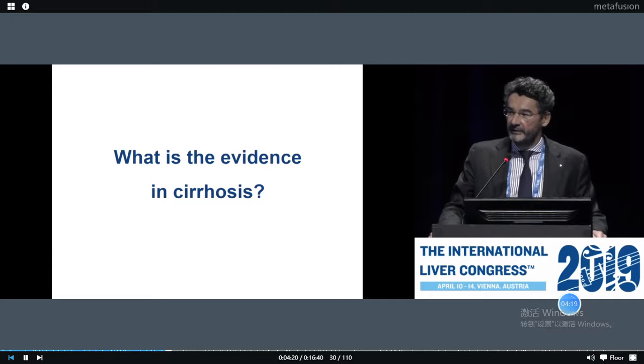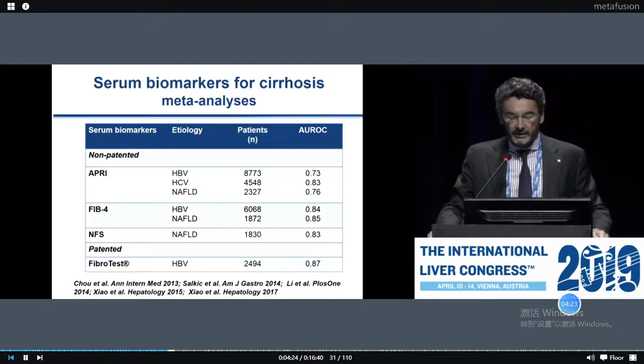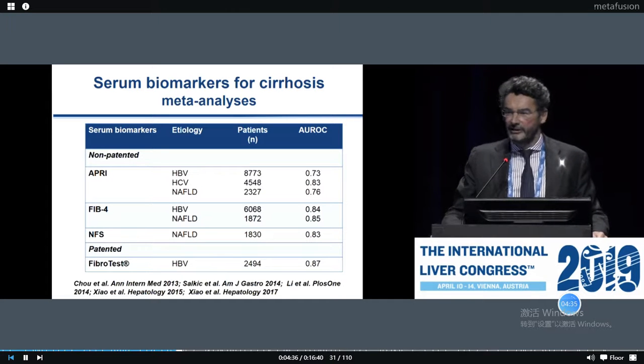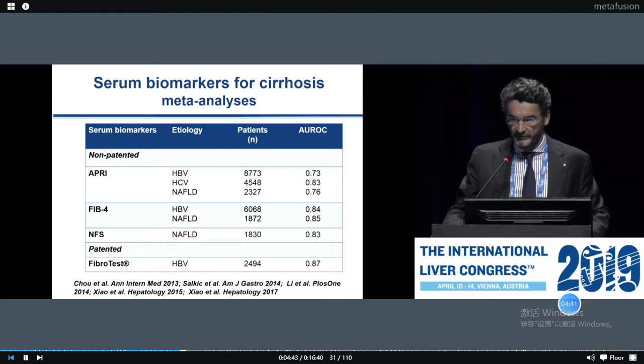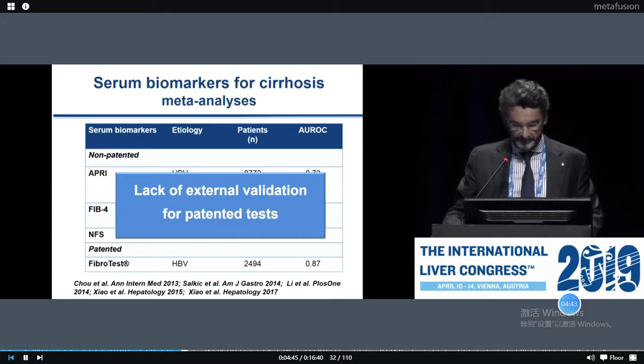Now, what is the evidence in cirrhosis? You can see we have several meta-analyses, large populations, mainly of course in viral hepatitis, but now coming also in NAFLD. But what you can see, they are mainly for non-patented tests. Most of the patented tests have not been externally validated independently from the developer, apart from the FibroTest.